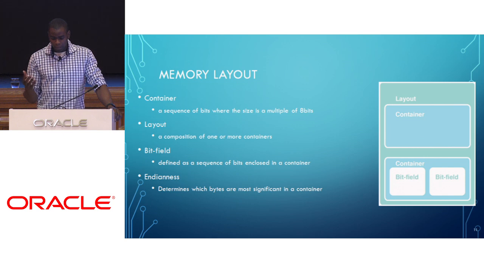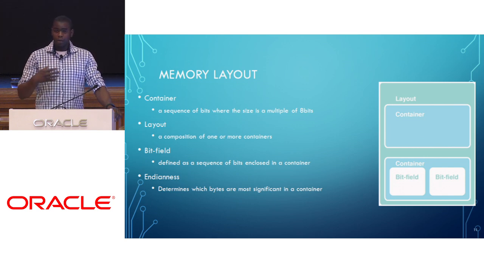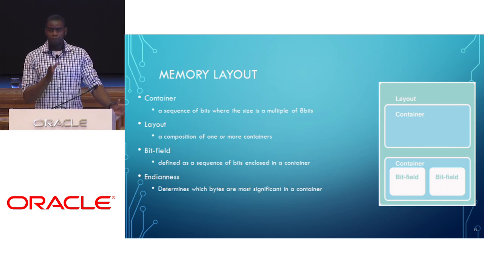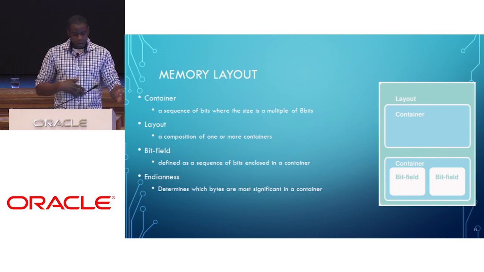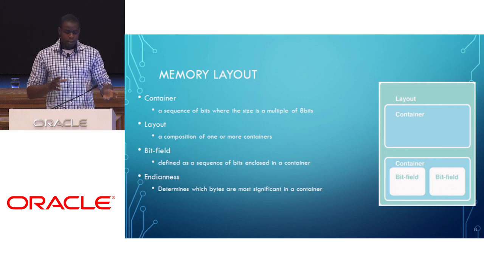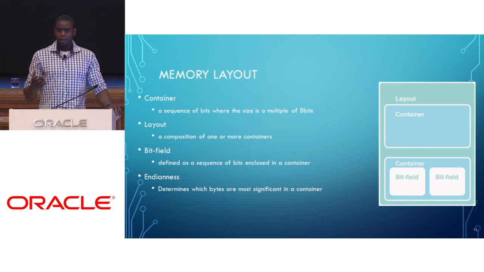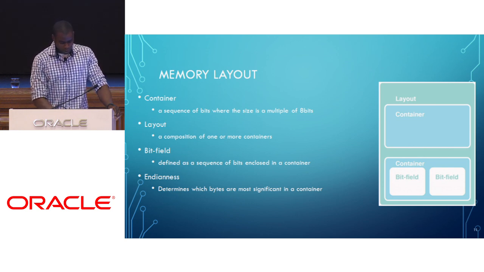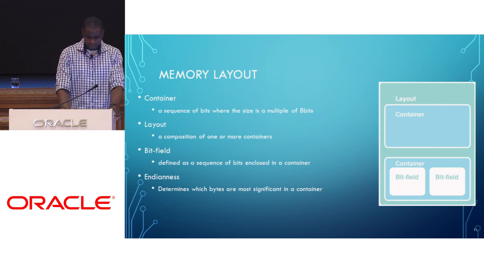Because being able to interop with network formats is an important use case, we need a way to describe types that don't fit the 8-bit granularity. So we have a bit field, which is similar to a container, except there's no size constraint. It can be any size, but has to fit within a container. And then lastly, we have an endianness rule, where it basically describes which bytes are most significant in a container. Here's a little picture that shows how it all fits together.